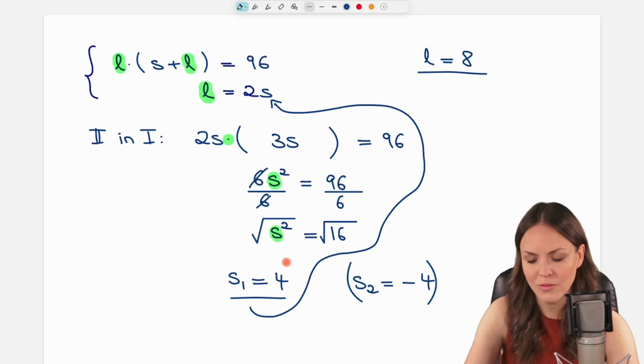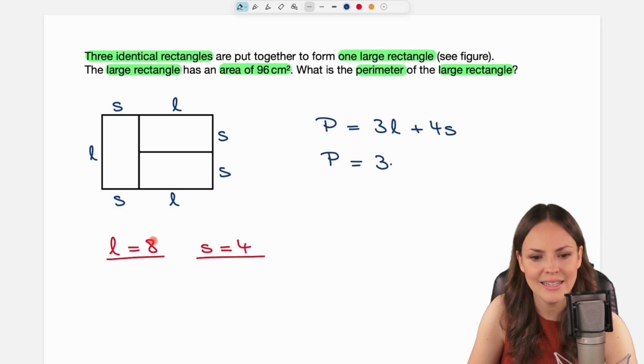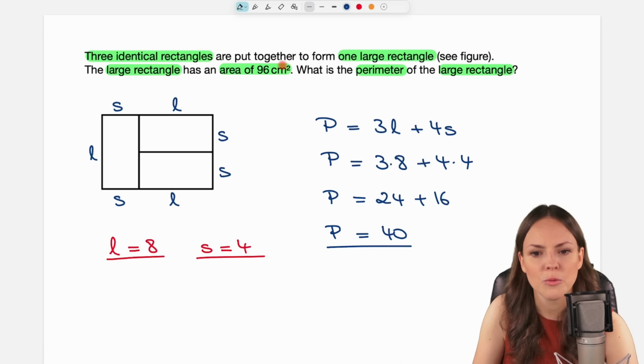Let's take these two values, go back to the beginning where we wanted to find our perimeter. Let's insert our values. We have 3 times L, which is equal to 8, and S is equal to 4. And if we calculate this now, 3 times 8 equals 24, plus 4 times 4 equals 16. So if we add these two numbers, we get 40 in total for our perimeter. And because we had square centimeters here, this is 40 centimeters then for our perimeter.